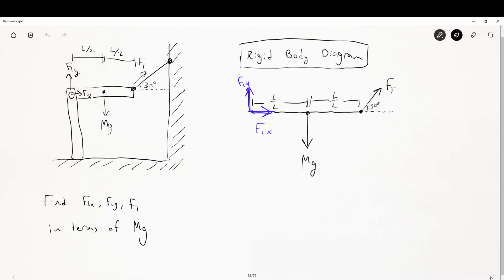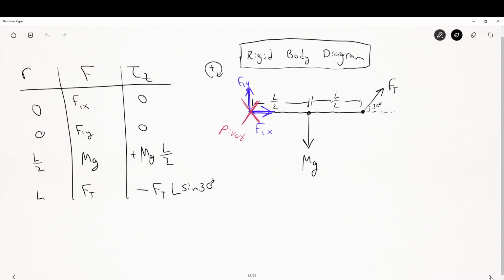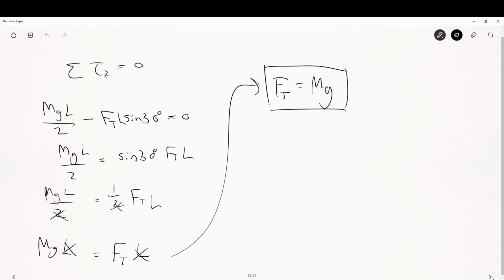And I need to pick some pivot points. So I can put a pivot on the left and get these torques. And you can see this time I don't have a sine of 90 degrees or a sine of 0 degrees. So when I put the pivot on the joint, the forces from the joint don't create any torques. And I get this balancing of my equations where I find that the tension is equal to the weight of the beam.